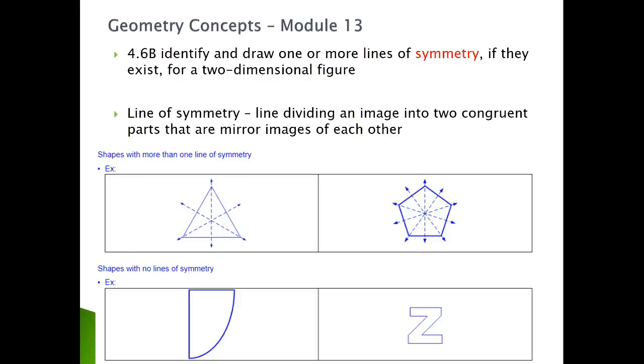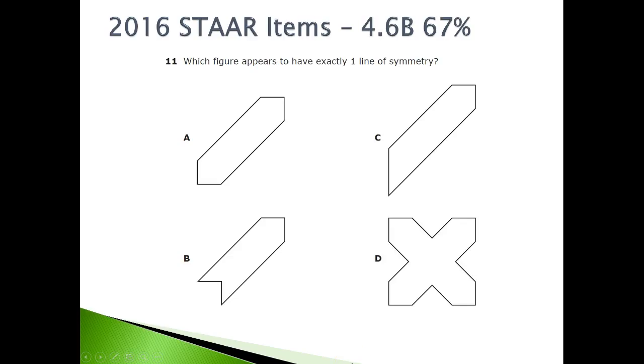So please make sure you show them either with folding paper or newspaper for that matter, just making a figure and folding it in half to show congruent sides on both sides. Or if you have mirrors, you can use those to show where if you put it, for example, on this line, that you should see the other half of the triangle. Here's an item in 2016 that the students scored 67% mastery.